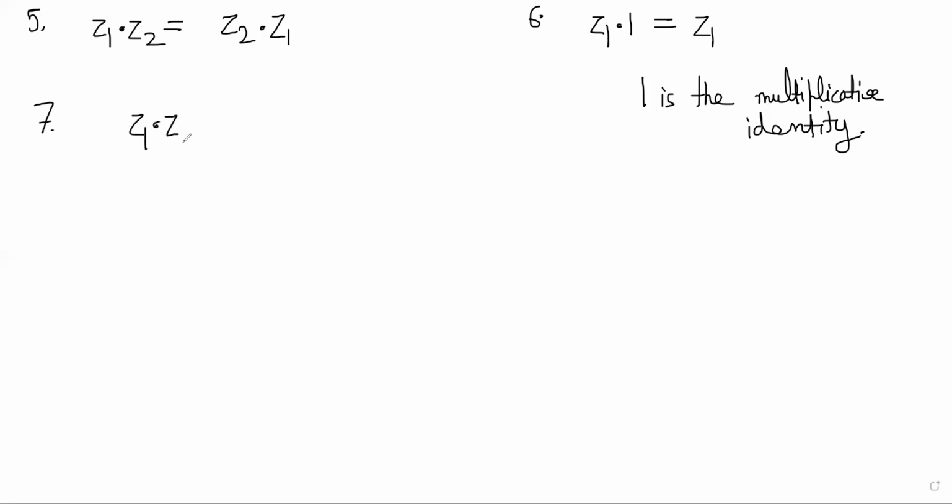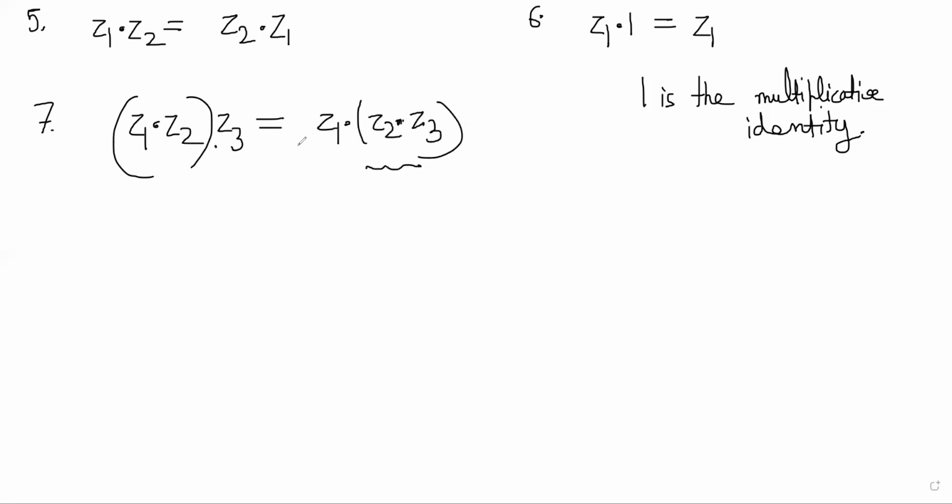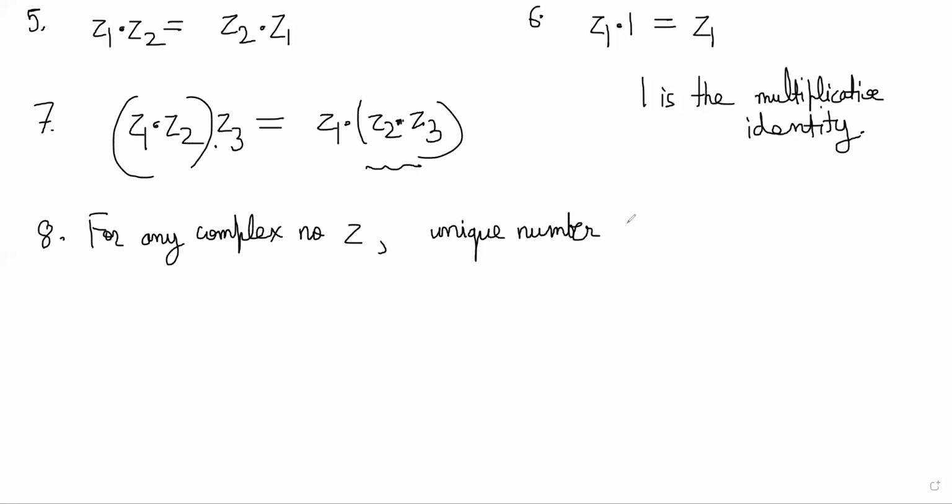Associativity is true for multiplication also. If you group these two and multiply, it's the same thing as grouping the other two. There is also, for any complex number z, a multiplicative inverse. There is a unique number, you can call it z power minus 1, such that z × z⁻¹ = 1. So therefore z⁻¹ = 1/z basically.